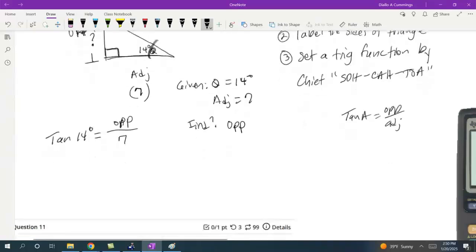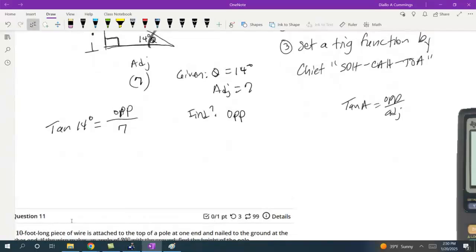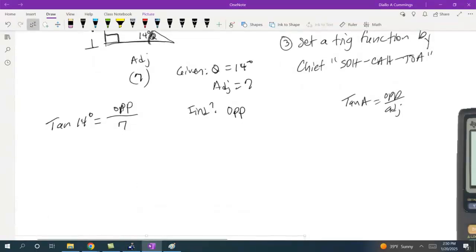So now that I have my trig function, I'm going to solve it to find the length of the side opposite. So the first thing I'm going to do here, and what you should always do if you're dealing with a fraction, you should always multiply both sides by the denominator. So in this case, I'm going to multiply both sides by 7. Notice on the right hand side the 7's cancel, and I'm left with the opposite.